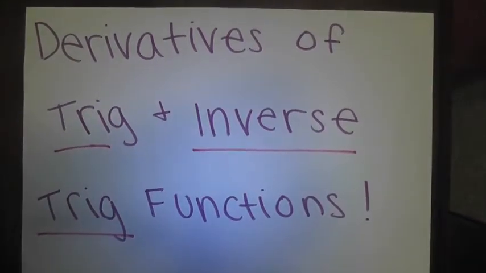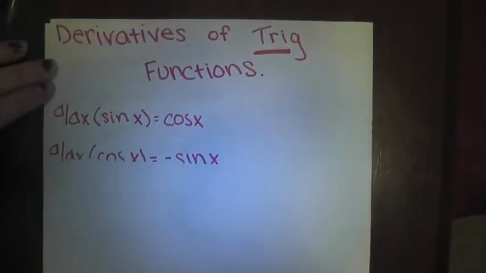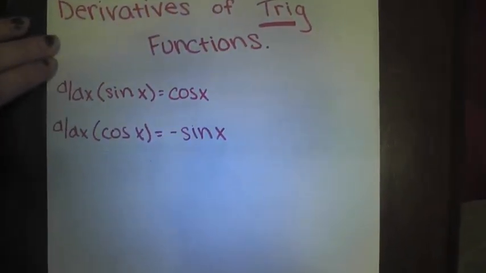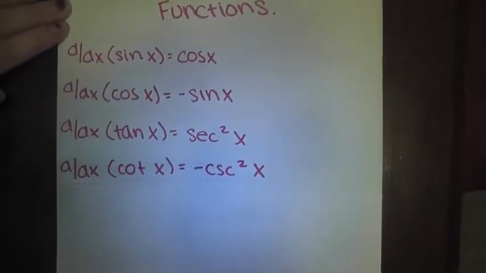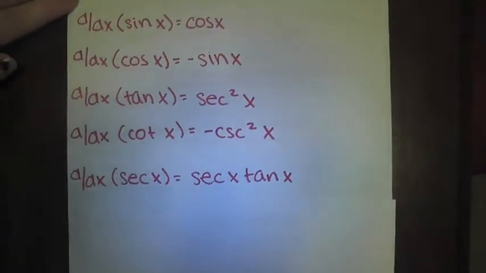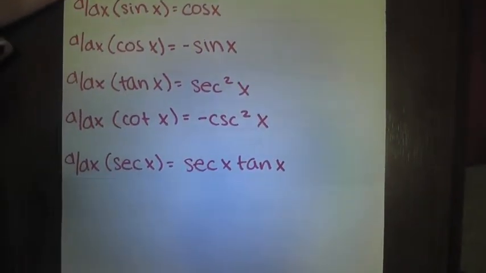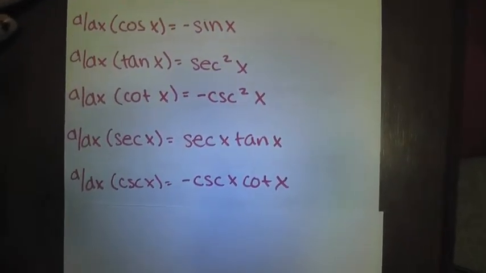Derivatives of trig and inverse trig functions. The derivatives of the 6 trigonometric functions are: the derivative of sine is cosine, the derivative of cosine is negative sine, the derivative of tangent is secant squared, the derivative of cotangent is negative cosecant squared, the derivative of secant is secant tangent, and the derivative of cosecant is negative cosecant cotangent.